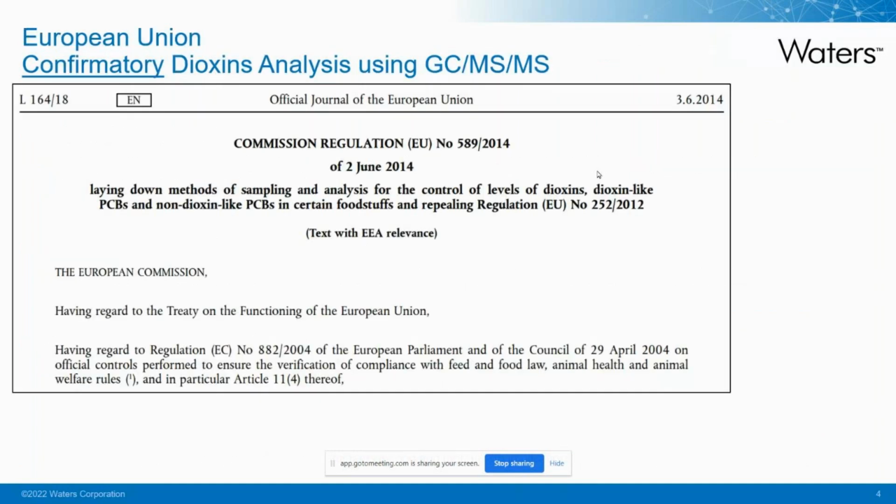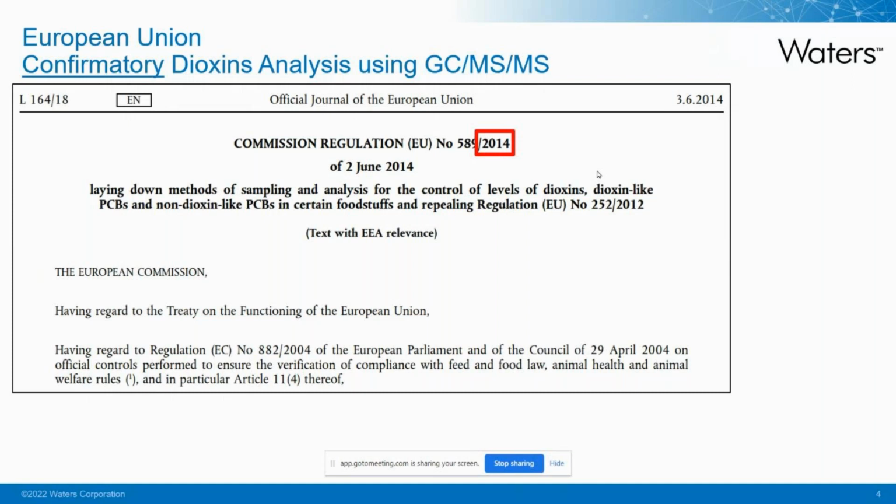Now, I mentioned earlier that it was about 13 years since the introduction of APGC. That was at PittCon in 2009. If you look at this 2014 regulation from the European Union, by this point, 5 years into that system being available, it had already been included in a working group in Europe where the proposal was made to do confirmatory dioxin analysis in food and feed using GC-MS as an alternative to the traditional EI high-resolution magnetic sector work.